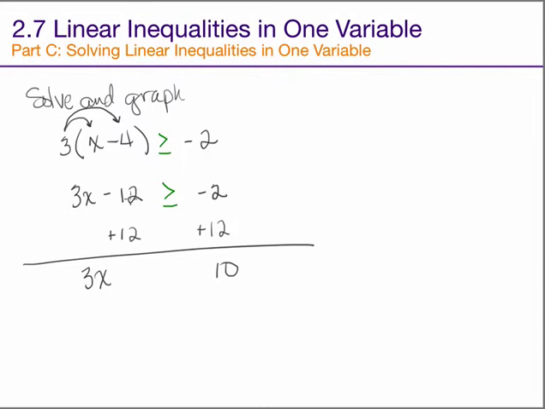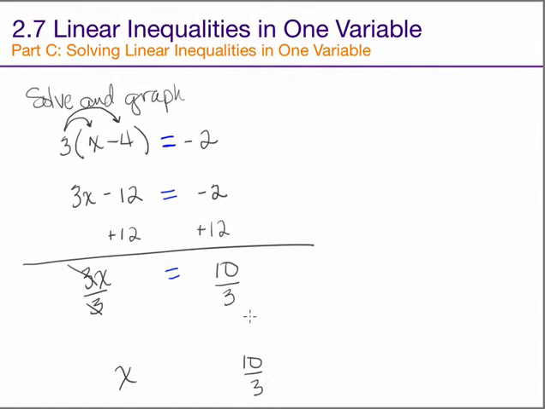Did I multiply or divide both sides of this inequality by a negative number? No, I just added 12 to both sides. So that inequality symbol does not change. In my next step, I'm going to divide both sides by 3 to get the x completely by itself. This gives me x on the left-hand side and 10/3 on the right-hand side.